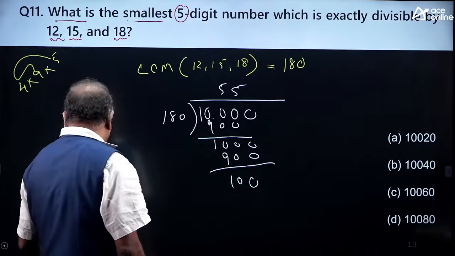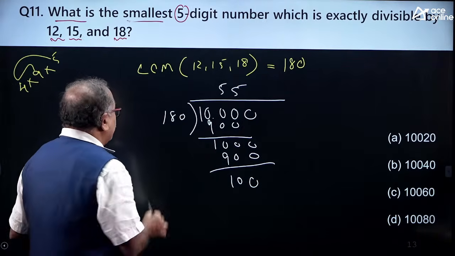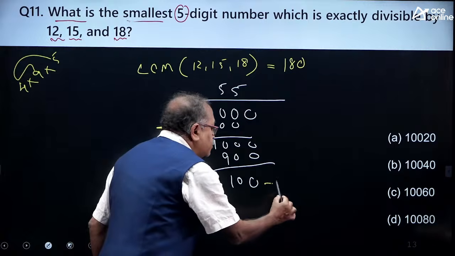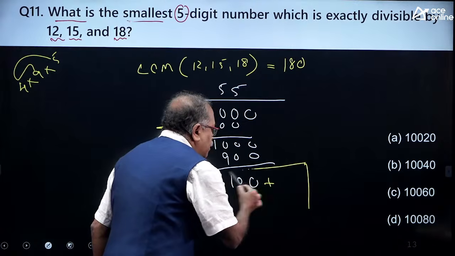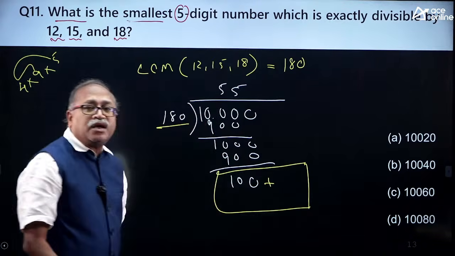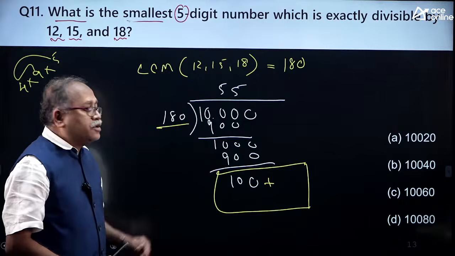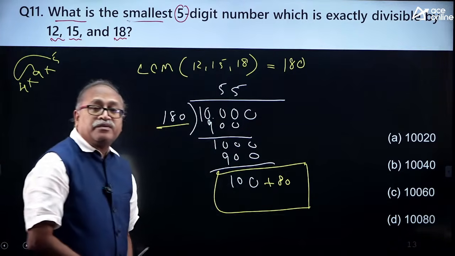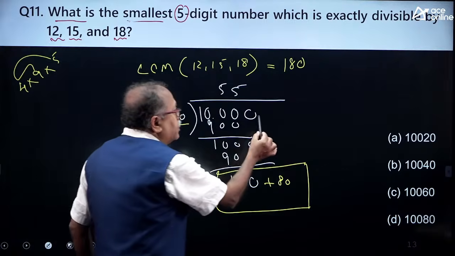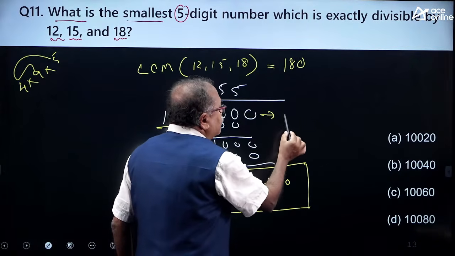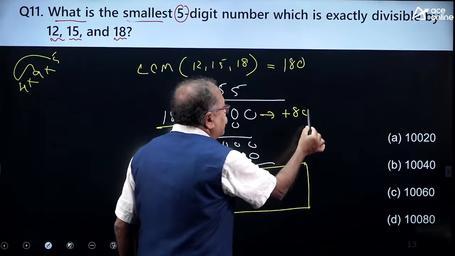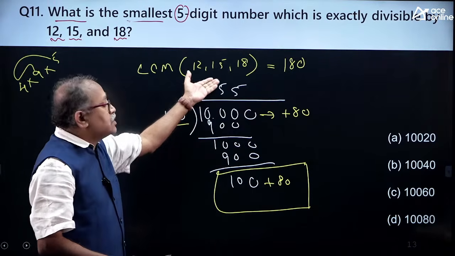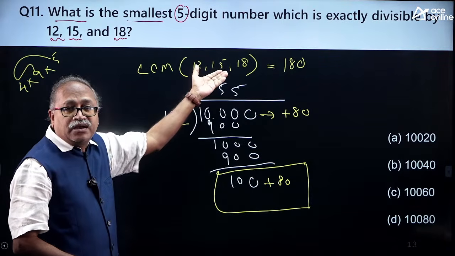So, look at this one. I left 100 as a remainder. I need to divide this by 180. How much should I add to this number so that it will become 180 and the number will be divisible by 180? So, obviously, I need to add 80 over here. That means in the main number, if I add 80, that number will be exactly divisible by 180, that means exactly divisible by 12, 15 and 18.